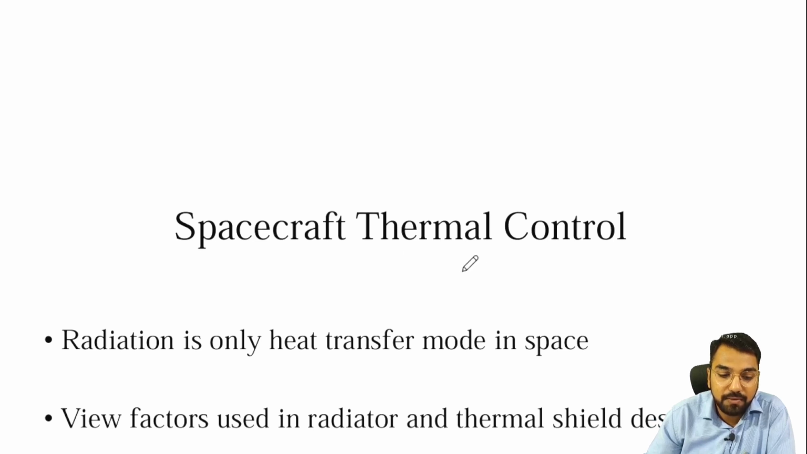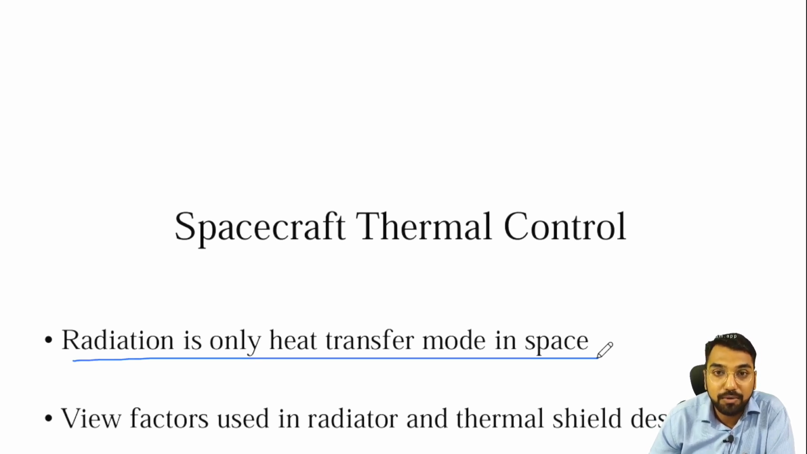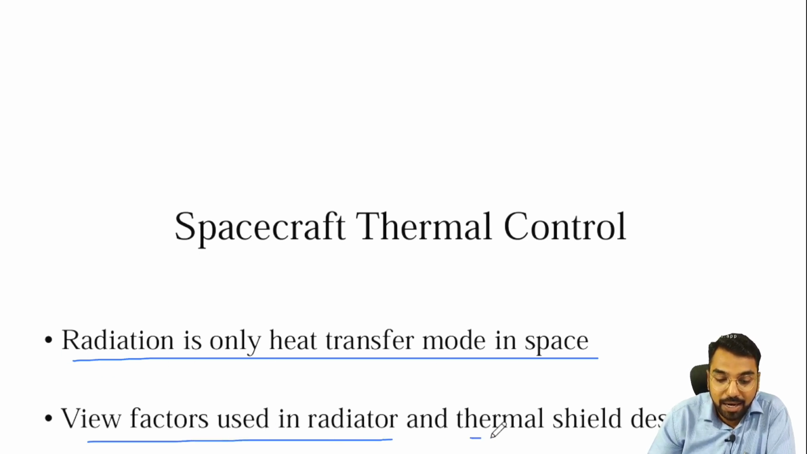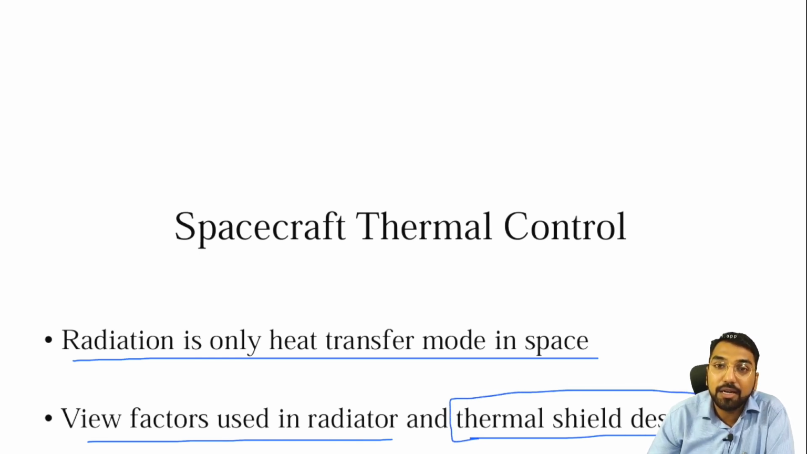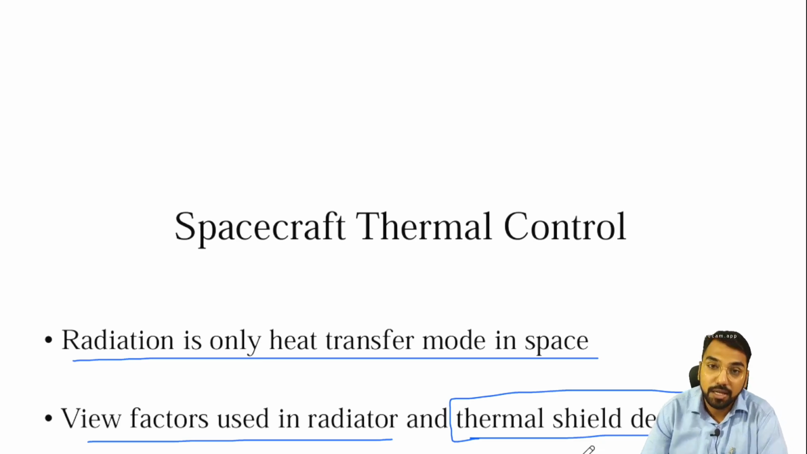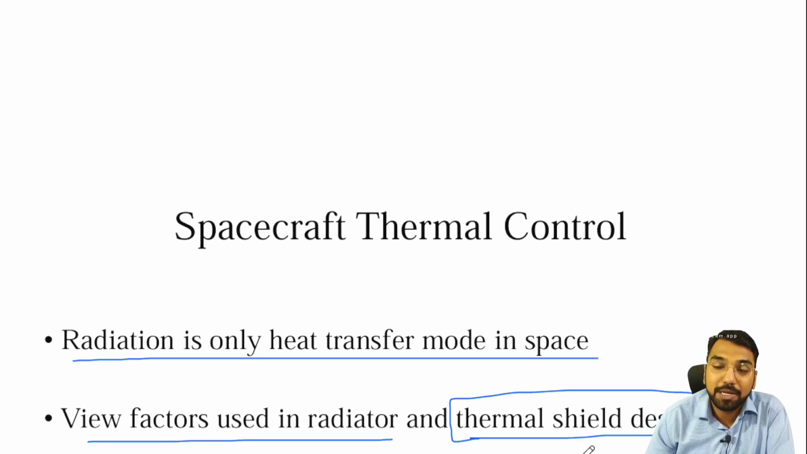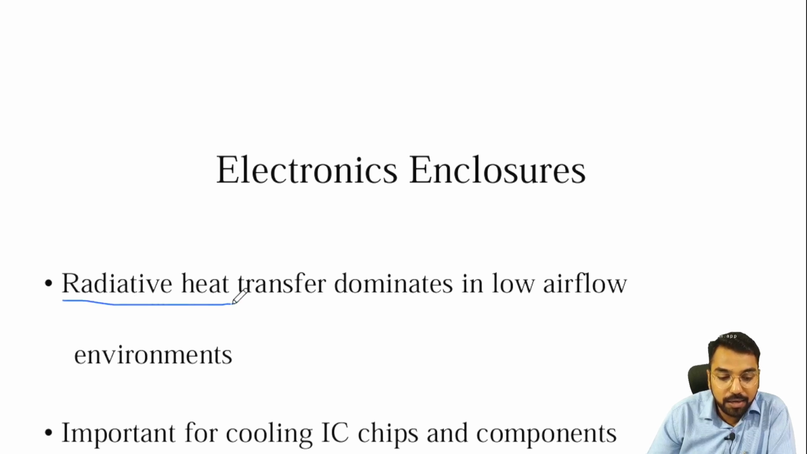In spacecraft thermal control, radiation is the only heat transfer mode available in space, because other modes need a medium to transfer, but in space radiation can transfer. So to control this, the view factor is used in radiator and thermal shield design. Here, for the thermal shield design, I have just given an example. While returning to Earth, the thermal shield must be there, otherwise internal components of the spacecraft will get damaged or fail. In electronic enclosures, radiative heat transfer dominates in a lower airflow environment.